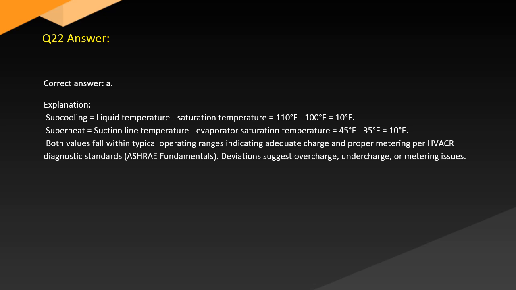Correct answer: A. Explanation: Subcooling equals liquid temperature minus saturation temperature, which is 110 degF minus 100 degF, equals 10 degF. Superheat equals suction line temperature minus evaporator saturation temperature, which is 45 degF minus 35 degF, equals 10 degF. Both values fall within typical operating ranges, indicating adequate charge and proper metering per HVACR diagnostic fundamentals. Deviations suggest overcharge, undercharge, or metering issues.